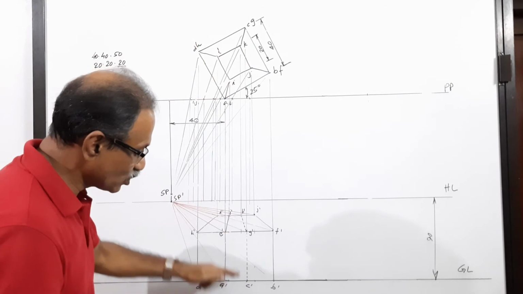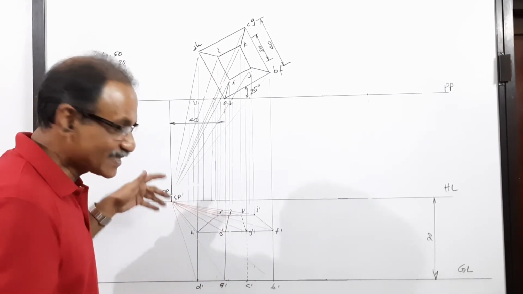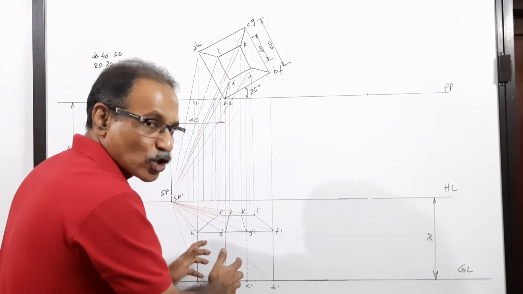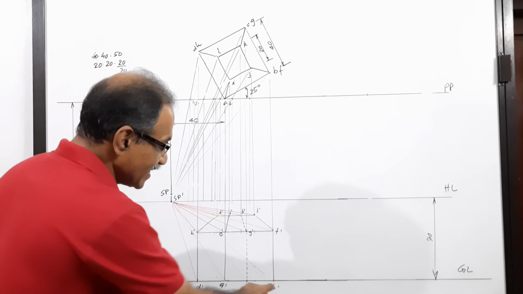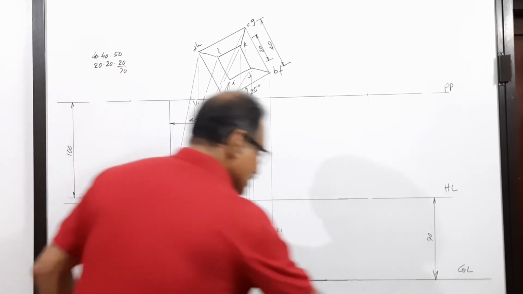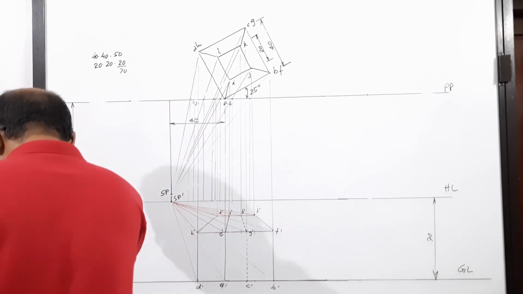Now you have to drop them. Drop them to the respective lines connecting the elevation points to SP dash. These intercepts are dropped to the respective lines connecting the elevation points to SP dash. Okay, let us check. I have stopped them in between.